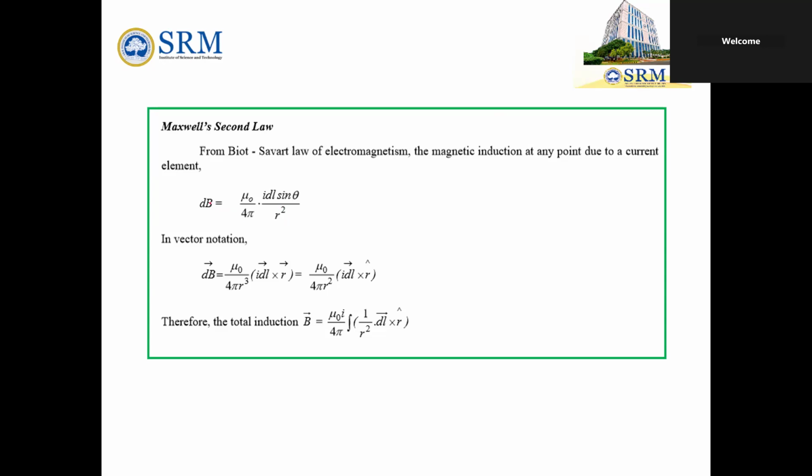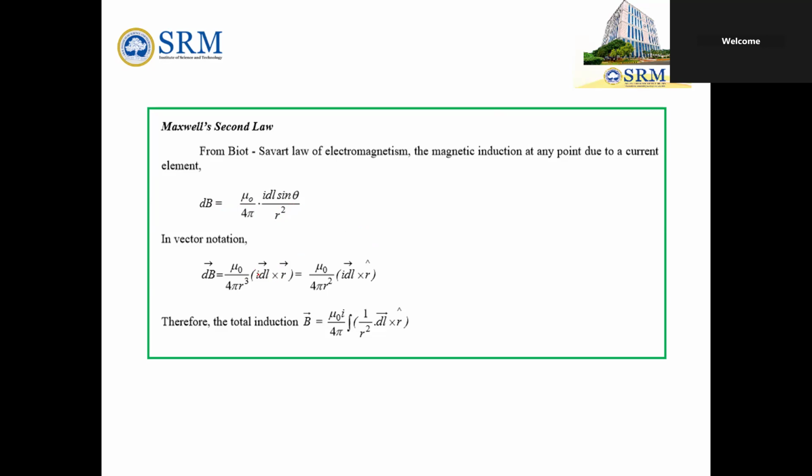In vector notation, dB is equal to mu naught by 4 pi, I dl cross r vector divided by r, that is equal to mu naught by 4 pi, I dl cross r vector by r square, and another r, so r cube is available. Therefore, mu naught by 4 pi I dl sine theta by r square. That is a perpendicular direction, therefore sine theta is equal to 1, so it is I dl into r.